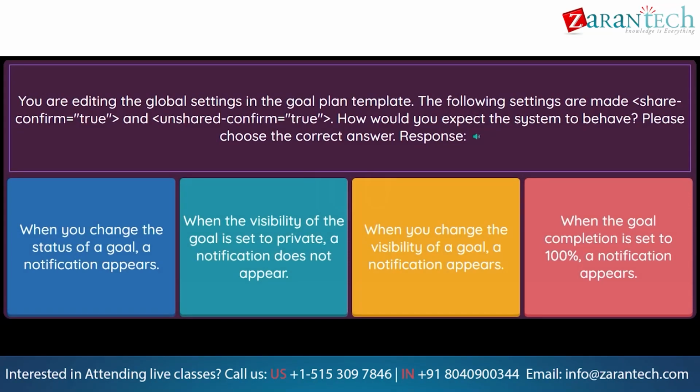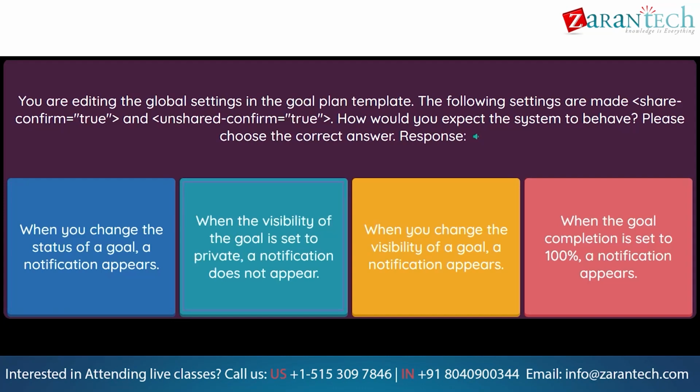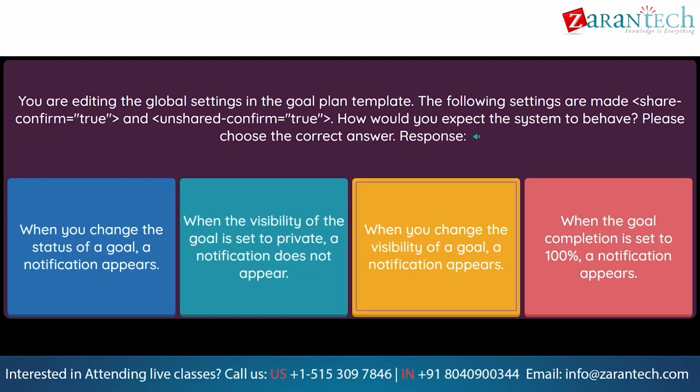Question: you are editing the global settings in the goal plan template. The following settings are made: share confirm equals true and unshare confirm equals true. How would you expect the system to behave? Please choose the correct answer. Response: Option 1, when you change the status of a goal, a notification appears. Option 2, when the visibility of the goal is set to private, a notification does not appear. Option 3, when you change the visibility of a goal, a notification appears. Option 4, when the goal completion is set to 100%, a notification appears.